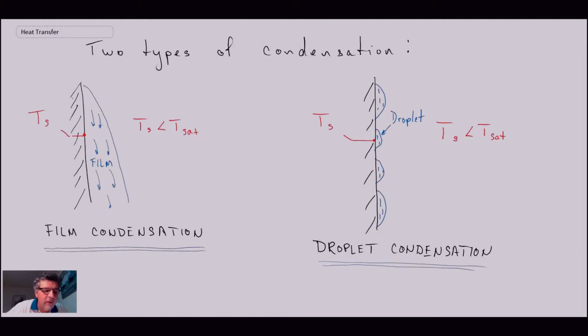So those are the two different types, and you can imagine the heat transfer characteristics are very different depending upon whether we have film condensation or droplet condensation. For the most part, what we're going to be doing in the next few lectures is looking at film condensation rather than droplet condensation, just because the heat transfer for film condensation is actually worse, and consequently it's a more conservative estimate to do your calculations using film condensation.